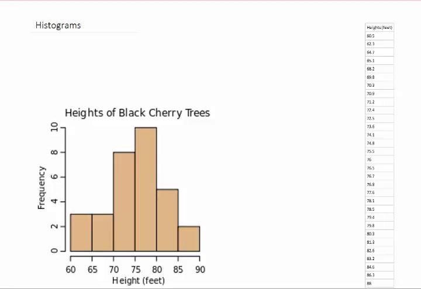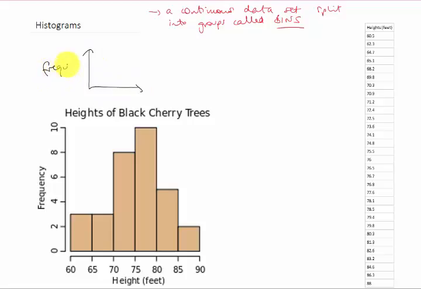And the final type of figure that I'm going to be talking about is the histogram. Here we're dealing with a continuous data set. Here we're revisiting the cherry trees, and it's split into groups that we call bins. I'll talk about that in a second. What we're plotting is the frequency.